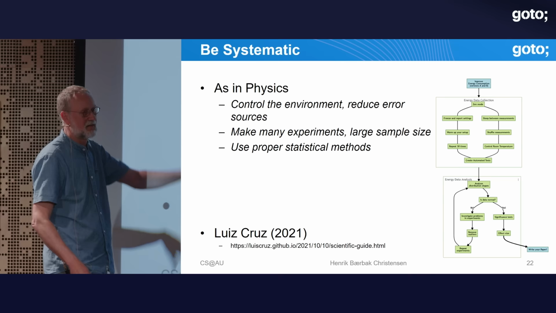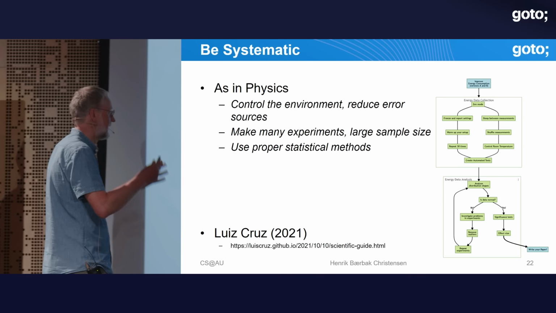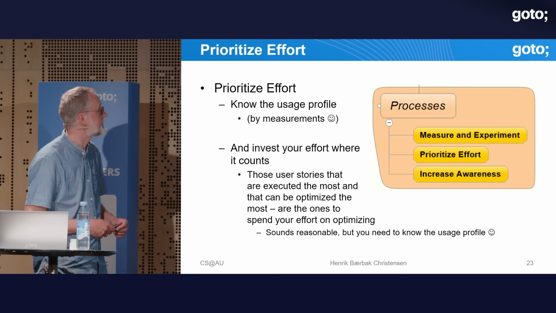So you need to control error sources, you need to do statistical measurements and stuff like that. I could talk about that for an hour, but read the paper. That's a really good paper about how to control that. So measure and experiments, most vital.